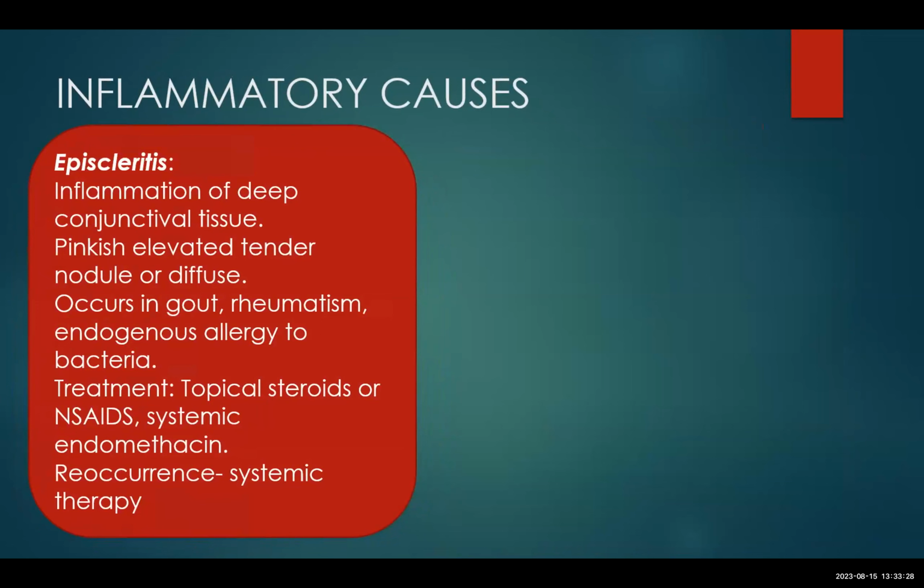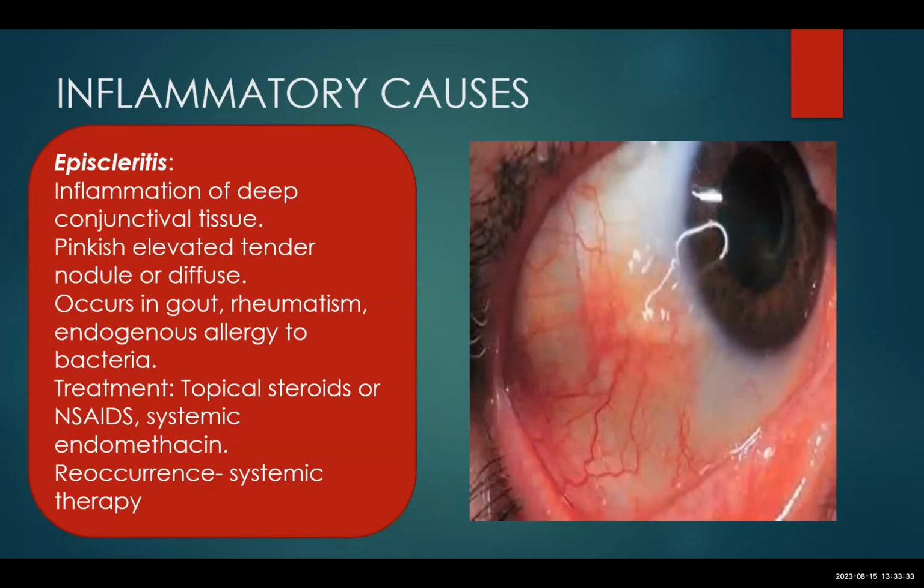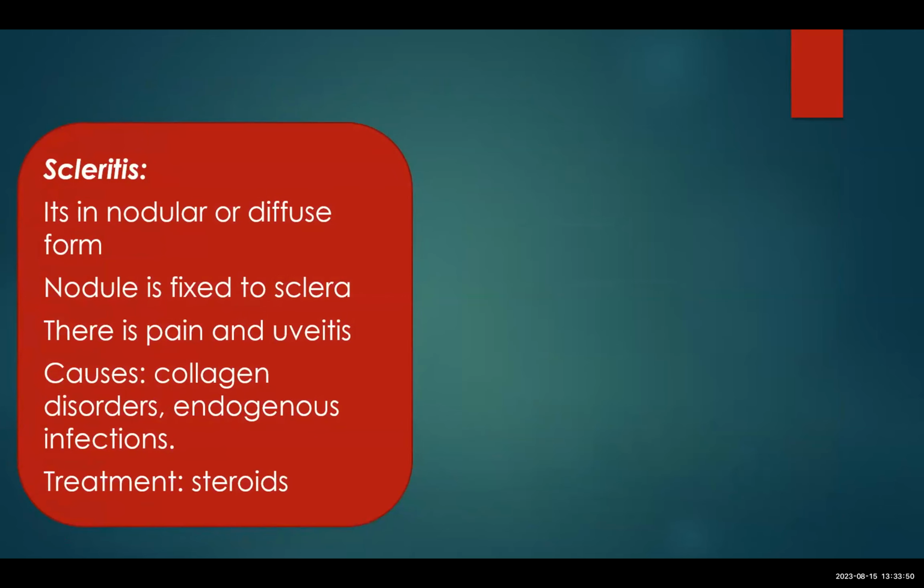Further, we move on to inflammatory causes, which includes episcleritis. It is an inflammation of the deep conjunctival tissue. It can be nodular as well as diffuse. It is pinkish, elevated, and tender. It occurs in gout and rheumatism, and it can also occur due to endogenous allergy to bacteria. The treatment is topical steroids, NSAIDs, and systemic indomethacin. If it reoccurs, systemic therapy is advised.